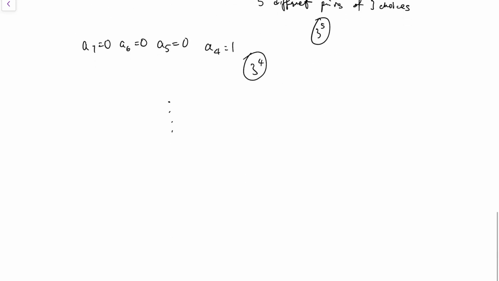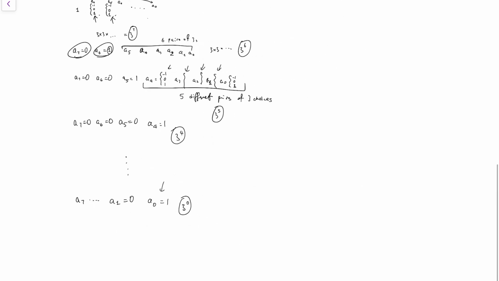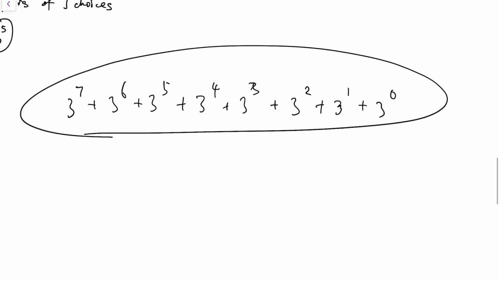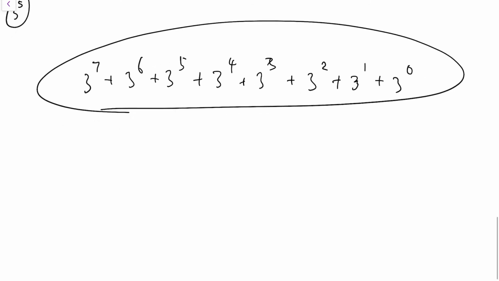And then we could just keep going. a7 all the way to a1 is 0. And then a0 equals 1. That would be 3 to the power of 0, because there's only one possibility, because there's nothing after. So it's basically 3 to the power of 7 plus 3 to the power of 6 plus 3 to the power of 5 plus 3 to the power of 4 plus 3 to the power of 3, 2, 1, 0. This is the answer we're looking for. This is how many combinations there are to satisfy that the whole expression yields a positive or 0 value.